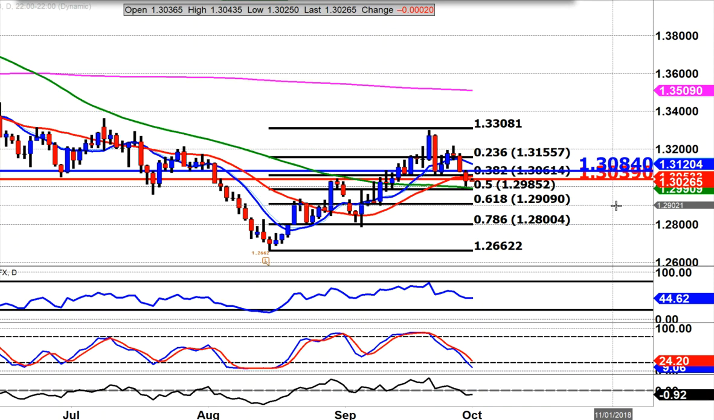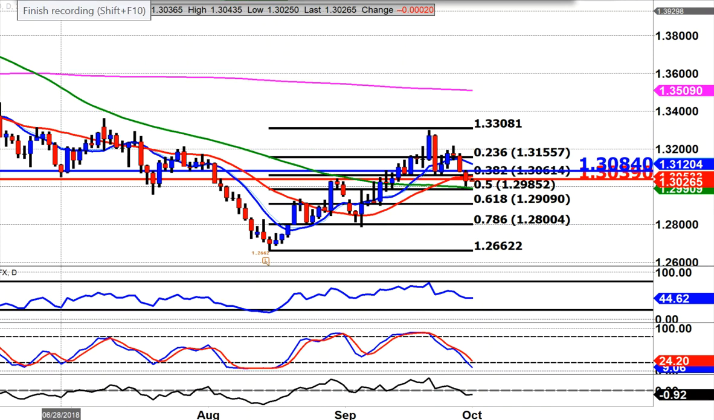If we break that 128.90 area, then obviously the market will continue to fall. But we'll just take today in our stride first and see what happens as Europe begins to open.